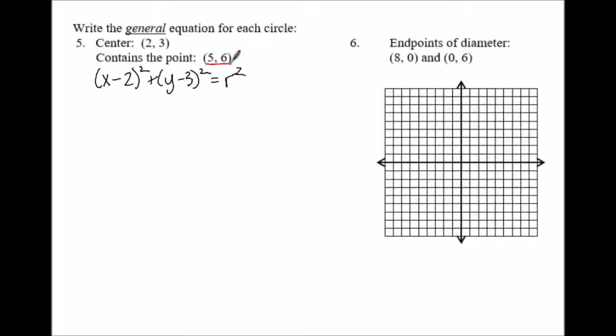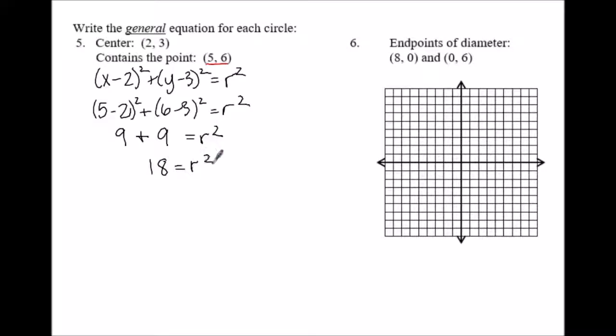I'm going to do it the algebraic way, and I'm going to plug 5 in for x and 6 in for y. 5 minus 2 is 3, squared is 9. 6 minus 3 is 3, squared is 9. So I end up with 18 as r squared. And I'm going to stop here.